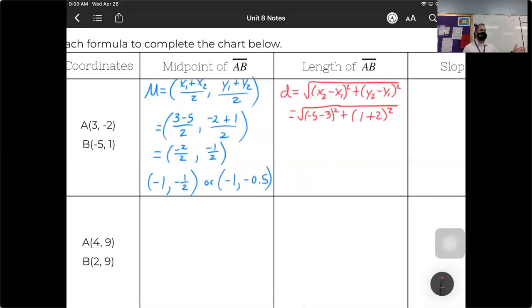You could put this all in the calculator at one time if you use parentheses the correct way. Most of you don't. So I would rather us do the work on paper and simplify this a little bit first. So we can do -5 minus 3. What's -5 minus 3? -8. I want you to write it as parentheses -8 squared. Because if you just put -8 squared in your calculator, you're going to get a negative answer for that part, and that's not correct. 1 plus 2 we should know is 3. We're going to square that. So let's simplify a little bit more. What is (-8) squared?